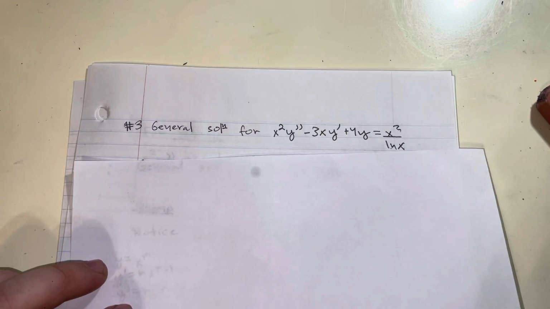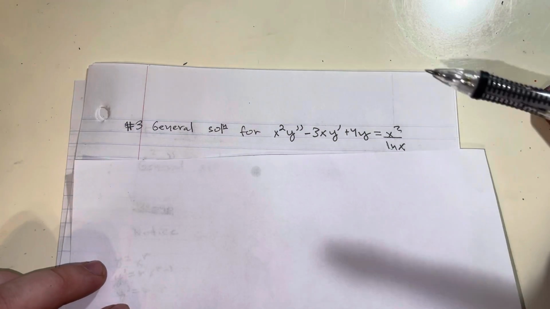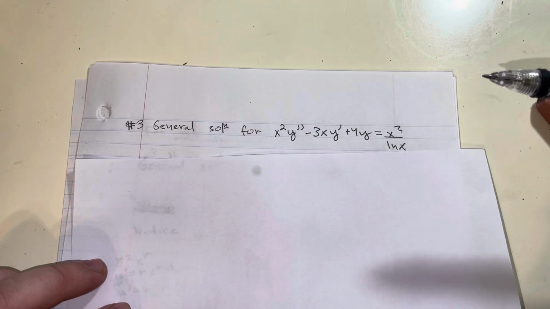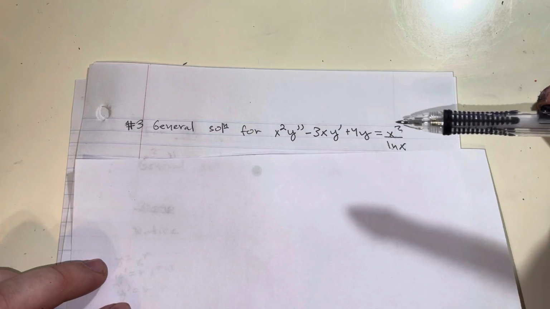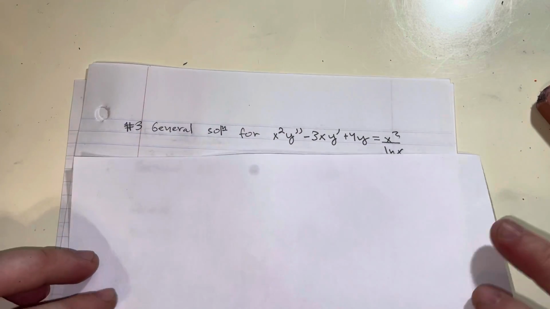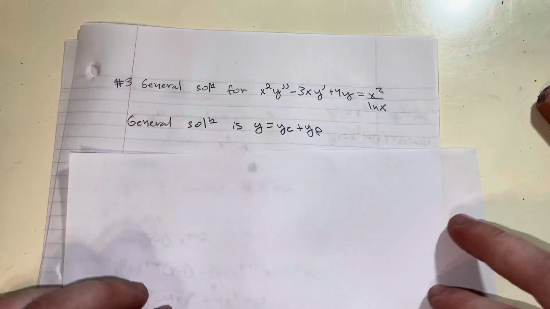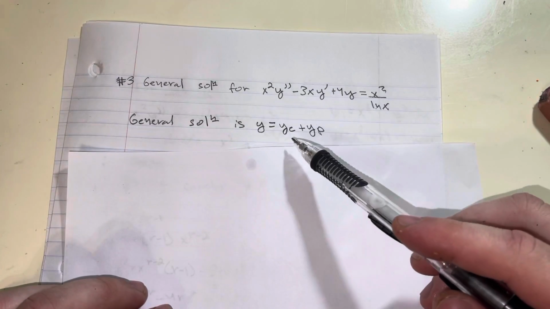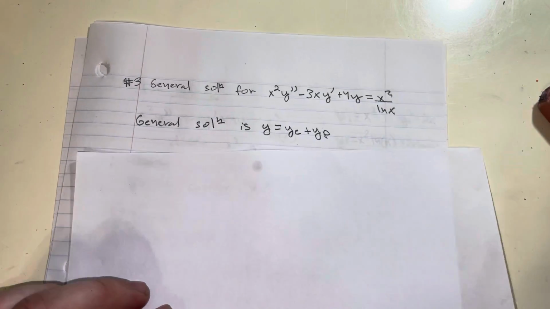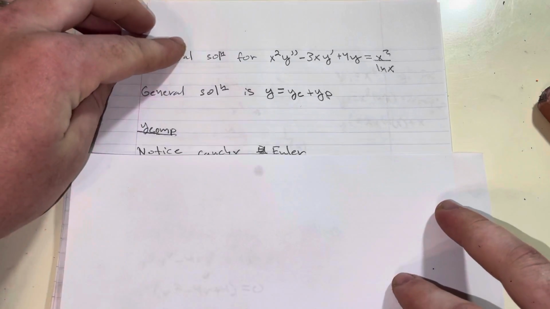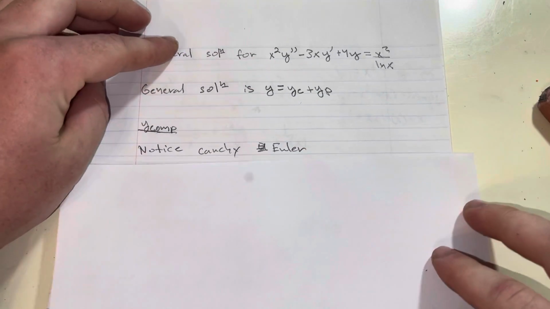Hi, I'm doing problem of the week number 12. This is problem number 3 from the sheet. It says find a general solution for this Cauchy-Euler differential equation. The general solution consists of the complementary and the particular solution, or the homogeneous and the particular.